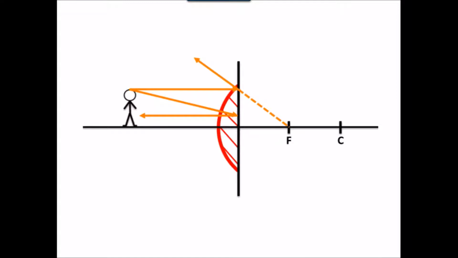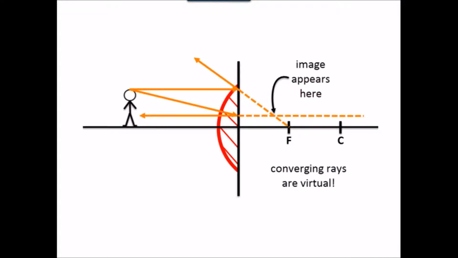For an image to form, we need light rays that converge on a point, but these rays aren't converging. They're just drifting away from each other. This is where that dotted line comes in, because we can trace the second reflected ray back, like this. The dotted lines represent virtual rays. They're virtual because they're behind the mirror. Now there's a point where they converge, and that's where the head of the image will appear.